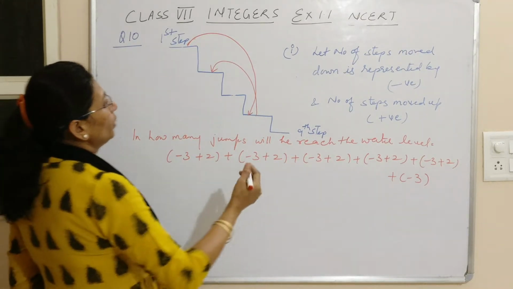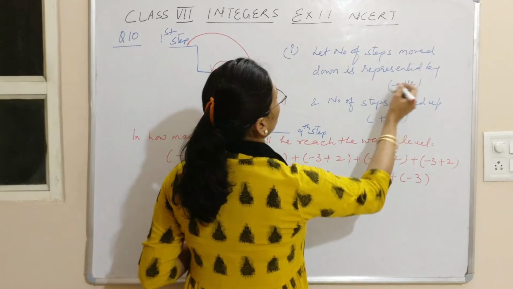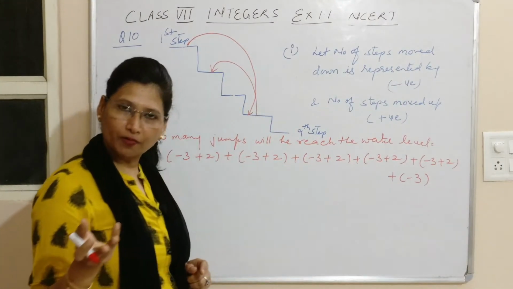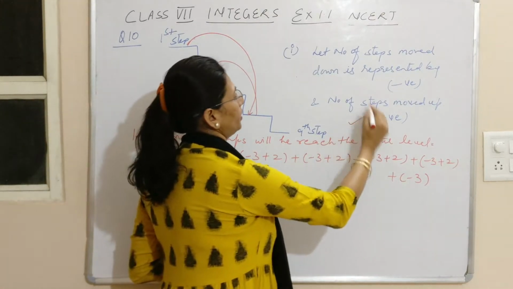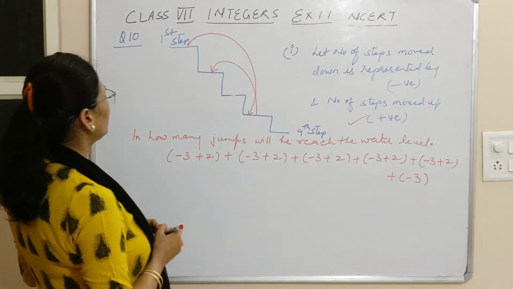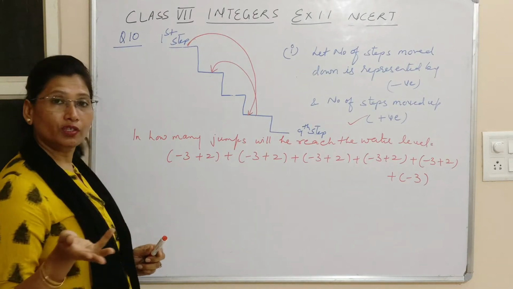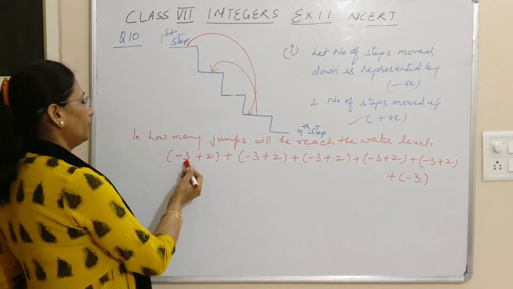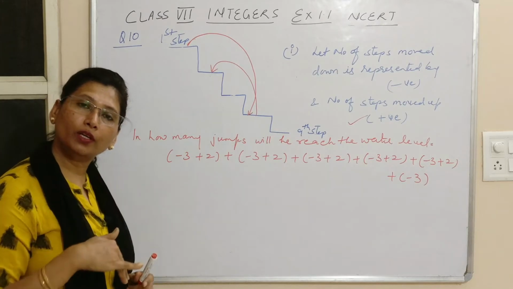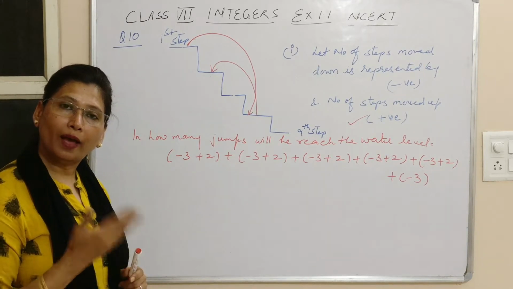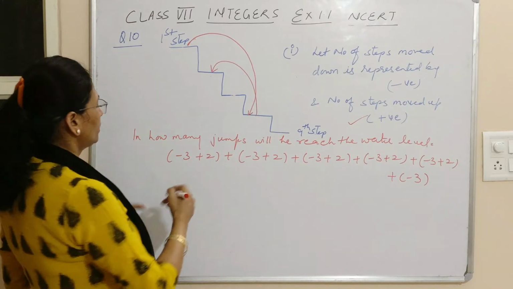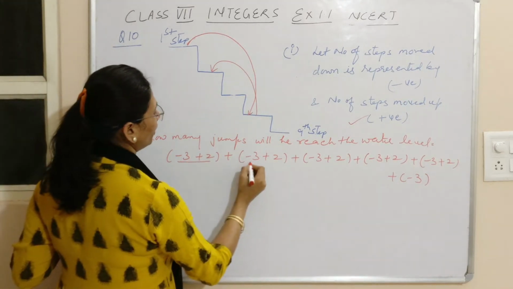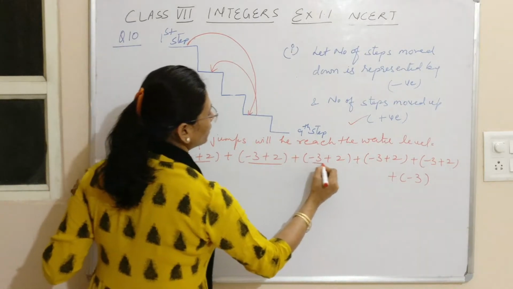Here we take the number of steps moved down to be represented by the negative sign, and the number of steps moved up by the plus sign. If he goes 3 steps down, we represent it by -3, and when he comes back 2 steps, we represent it by plus 2. So this is -3 plus 2, again -3 plus 2, -3 plus 2.